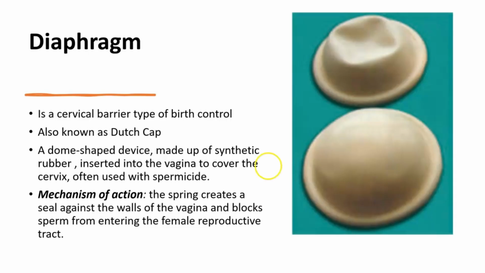Coming to the diaphragm, it is a cervical barrier type of birth control. It is also known as a Dutch cap. It is a dome-shaped device which is made up of synthetic rubber, and it is inserted into the vagina to cover the cervix, and it is often used with a spermicide. Coming to the mechanism of action, the spring creates a seal against the wall of the vagina, and it blocks the sperm from entering the female reproductive tract.